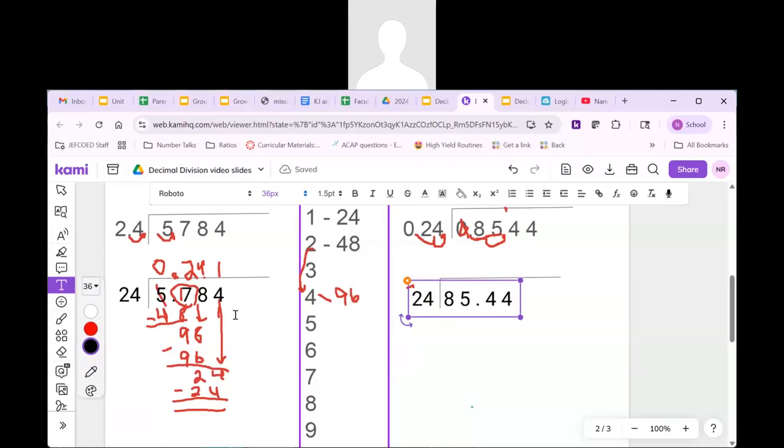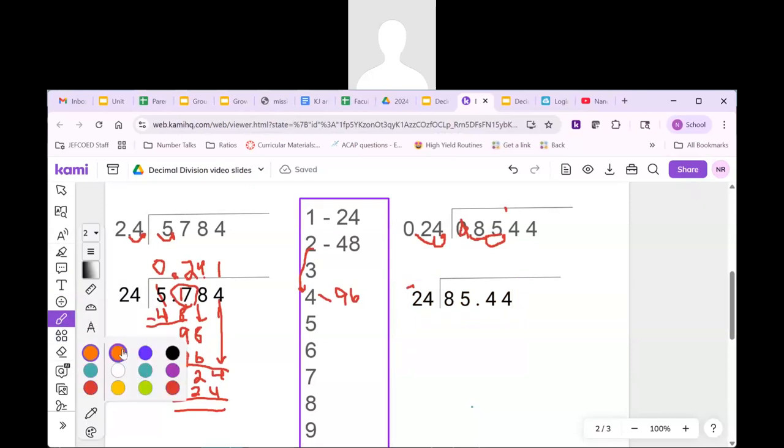Okay. So I want to go ahead and bring my decimal straight up. This time, I'll use orange. Do y'all know why? Oops, I turned that orange, didn't it? Hold on. Okay, I will write with orange. Okay. So now, I cannot divide just an 8 by 24, so I'm going to put a 0. Okay? That's a little over the place there. I really should have it straight up.